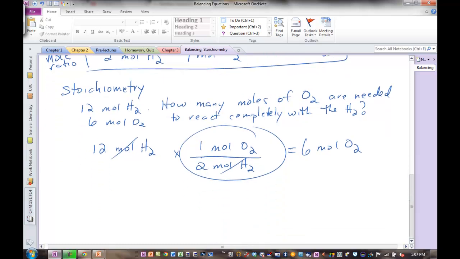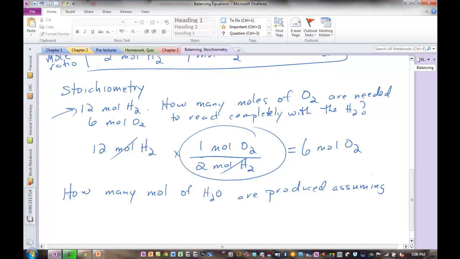So let's just do one more question in this pre-lecture. Let's say we have this same 12 moles of hydrogen. How many moles of water are produced? Okay, so water is on the product side of the equation, so we're going to say produced. How many moles of water are produced, assuming, and we're going to always assume this unless you're told otherwise, the reaction goes to completion. All reactants go to product, assuming complete reaction.